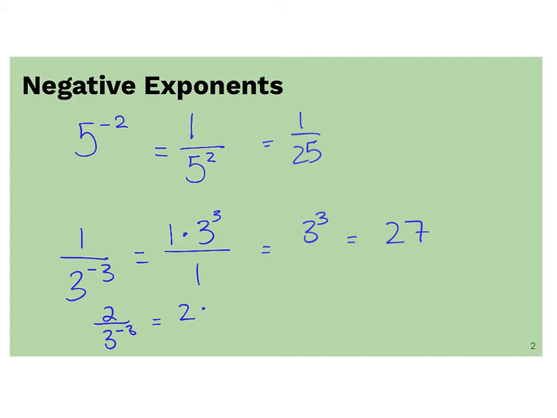If it was more complicated than that, so say it was 2 over 3 to the negative 3, it would be 2 times 3 to the third over 1, but we don't have to write that, so it would be 2 times 27, which is 54. So if your exponent is negative, you just need to push it over the fraction bar. So if it's in the denominator, move it up to the numerator. If it's in the numerator, push it down to the denominator.